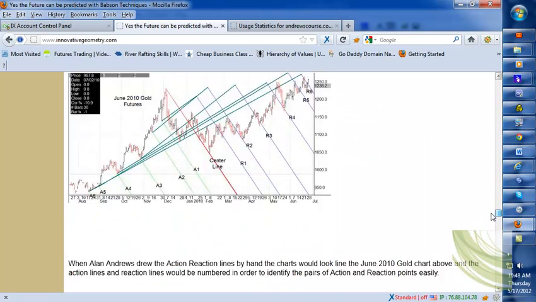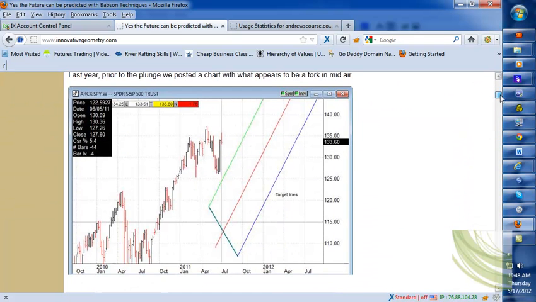We can go up here. Watch this. This is the exact chart I sent out somewhere around June 5th, 2011. Okay, right there, somewhere around there. And so we had this much in front of us, and we knew this much. And so you draw your center line and then your reaction line. They're always equidistant. And this is what I got as the target lines, right?